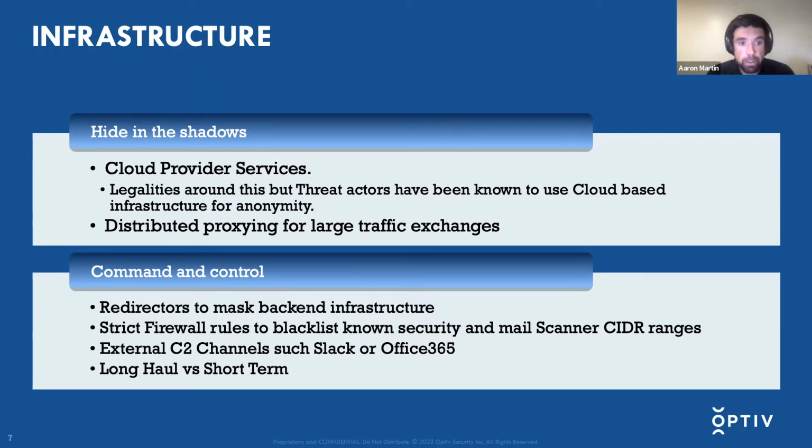And then when we talk about external C2 channels, things such as Slack and Office 365. So this is essentially what our traffic is looking like when it's communicating back to our command and control. External C2s are becoming more prevalent these days, and that traffic, which has always been kind of a cat and mouse game, is evolving and becoming harder and harder to detect using external C2 channels such as Slack or Office 365.